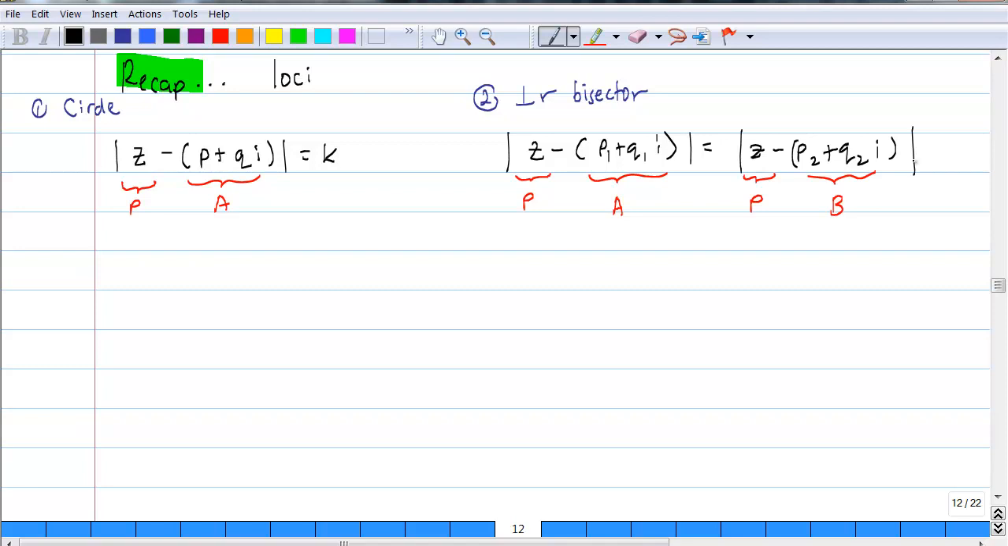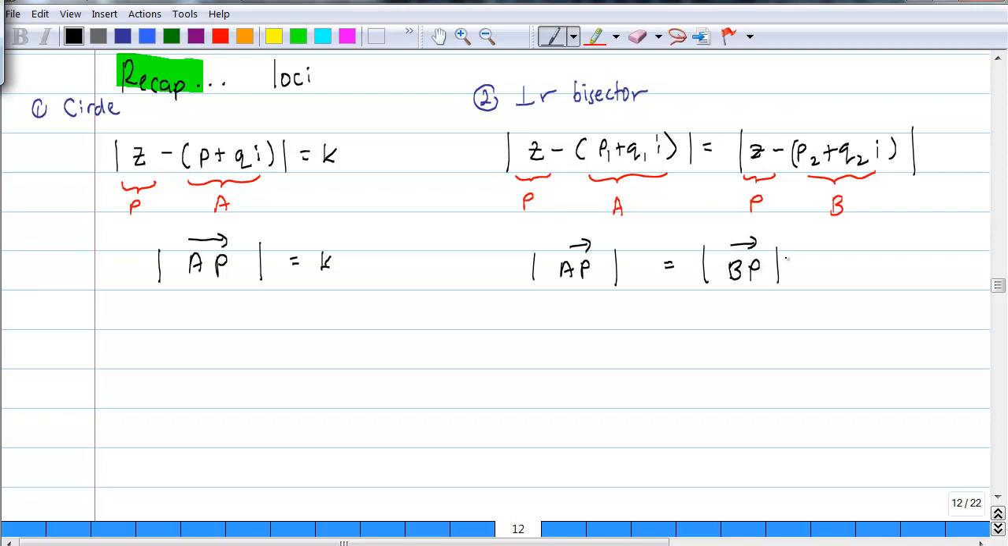So if you were to look at this as vectors, for example, at the circle, it is the modulus of the vector AP. Alright, and this modulus is always the value k. And then for the perpendicular bisector, we are looking at the vector AP and BP.